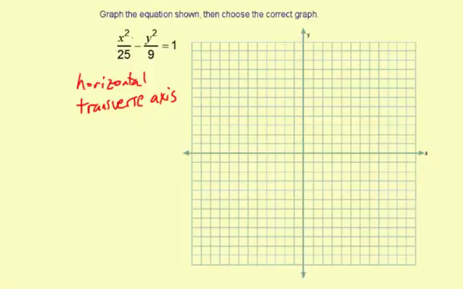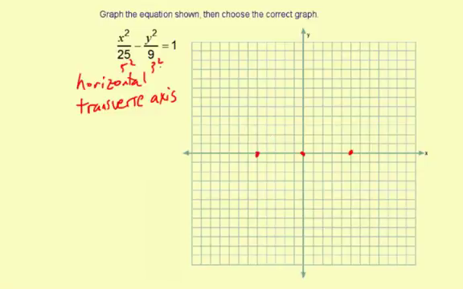Now the center is at 0, 0 because there's nothing with the x squared, nothing with the y squared. So I'll plot that point. And then we need to figure out the distance from the center to each vertex. Now 25 is 5 squared and 9 is 3 squared. Now 5 is the distance from the center to each vertex. So I'm going to go out 5 to the right, put a point there, 5 to the left, put a point there.